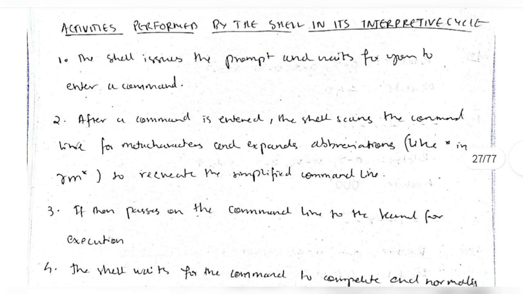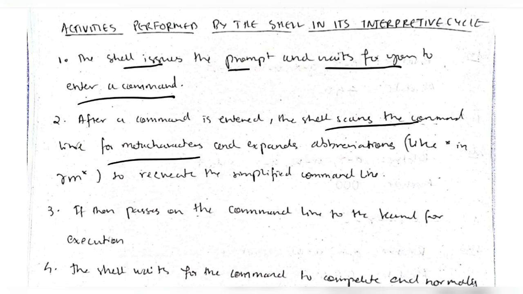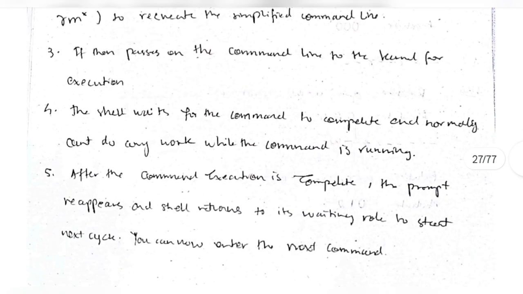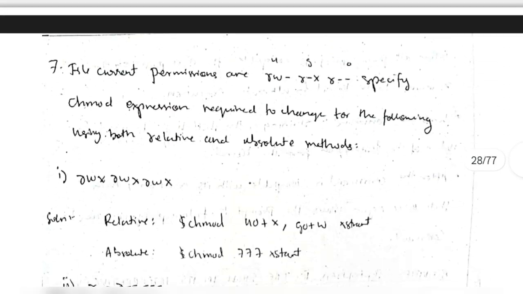After that, the shell issues the prompt and waits for you to enter a command. After you enter a command, the shell scans the command and searches for the meta characters, and it expands the meta characters, then passes the command for execution. After it gets over, it will wait for completion, and it's normally executed. Okay, that's what happens in the shell interpretive cycle.